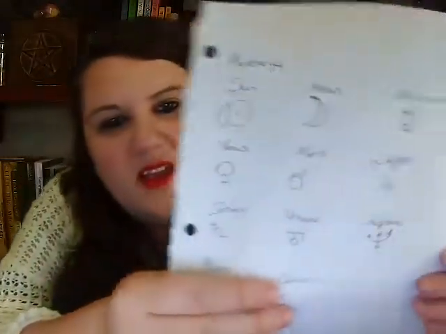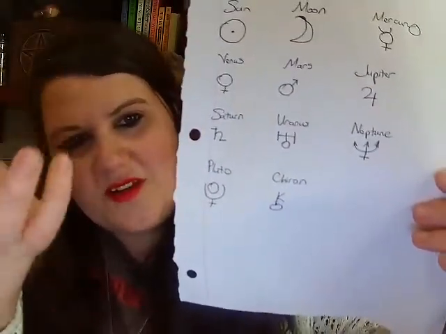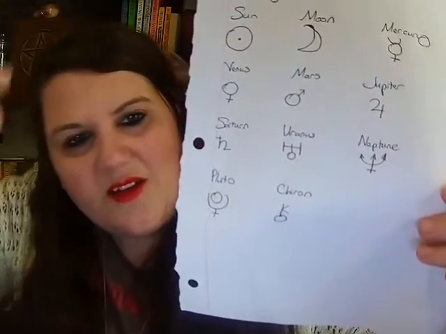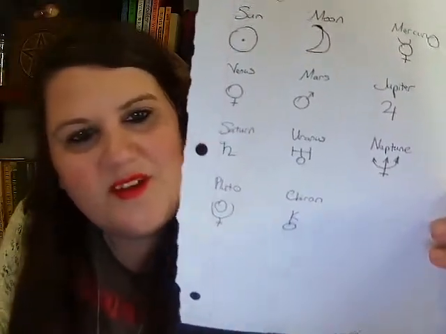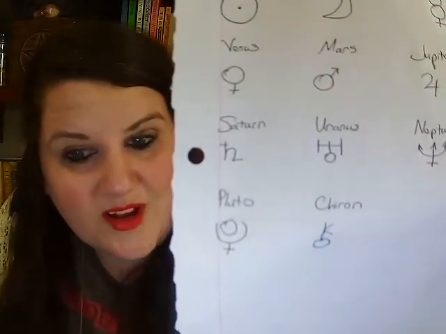Then we have the symbol for Neptune, which is a trident. And then we have Pluto, which is a little sun held under that semicircle with a plus underneath. And then we have Chiron, which looks like a K that someone put an O at the bottom of.